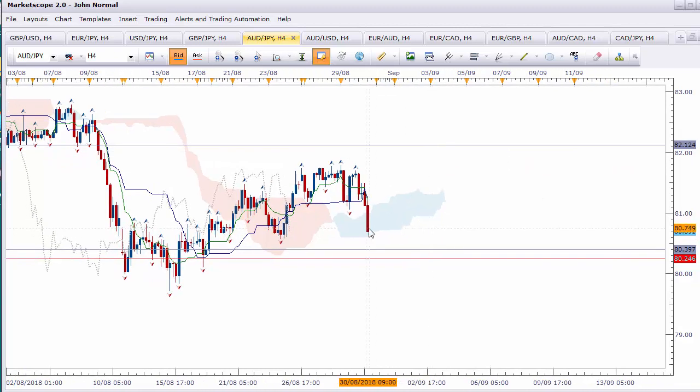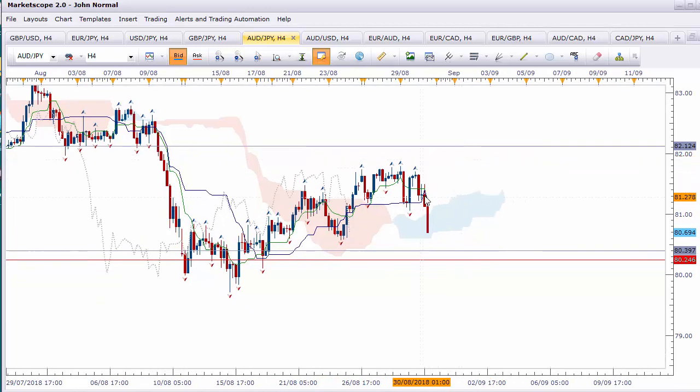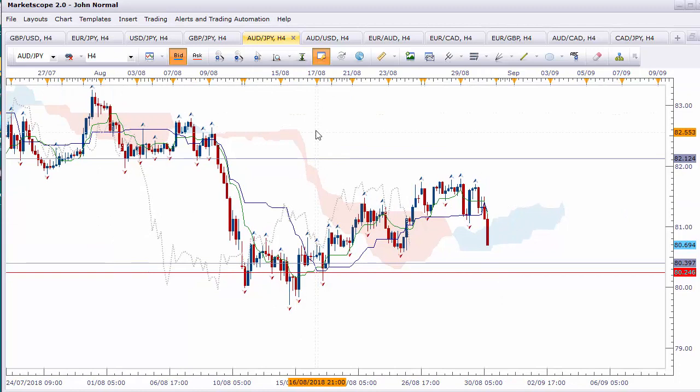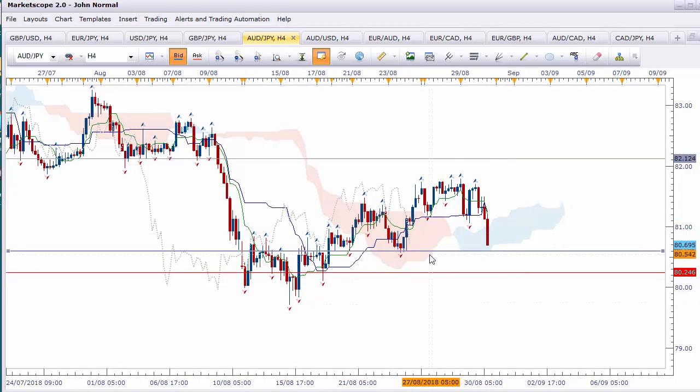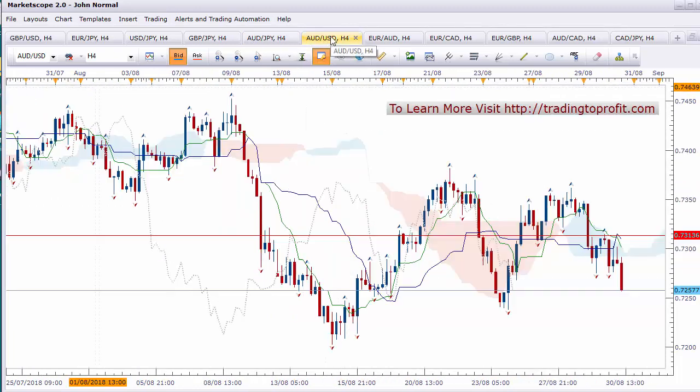We might get a Kumo breakout to the downside, but as yet we've not got a future bearish cloud, and Chikou span's got to get through this price. We've just got a TK cross by the look of it there. But we want to mark these levels, and we could trade the break of that level to the downside, or the bearish Kumo breakout. So that's the Aussie Yen.